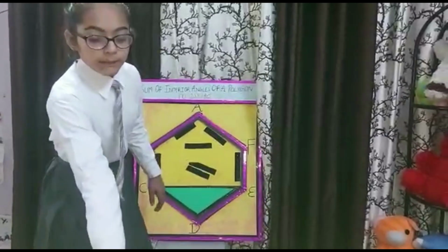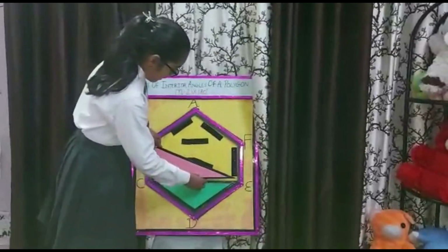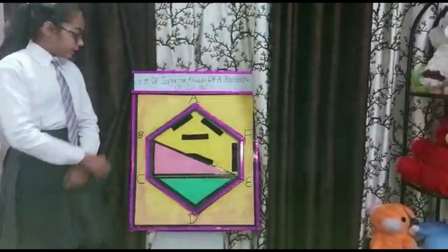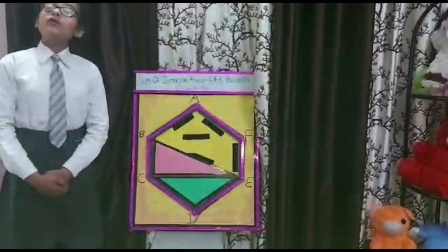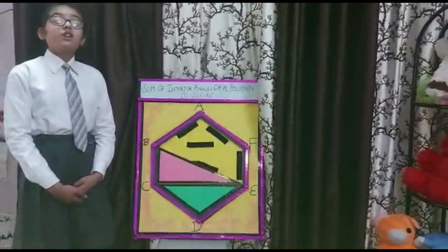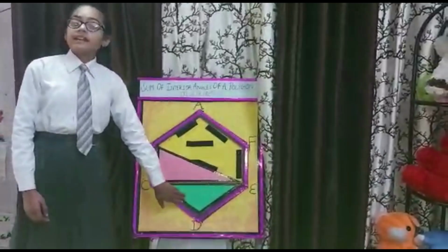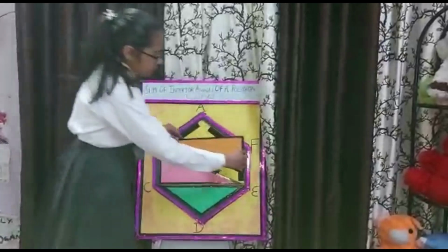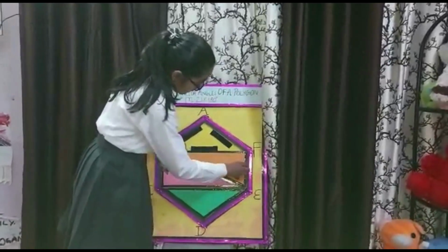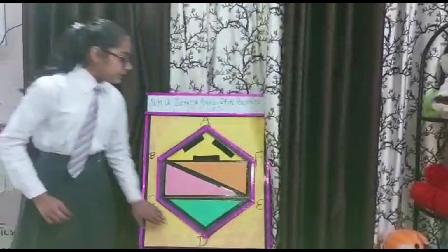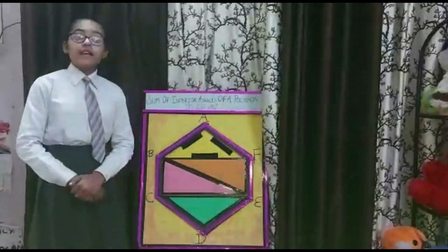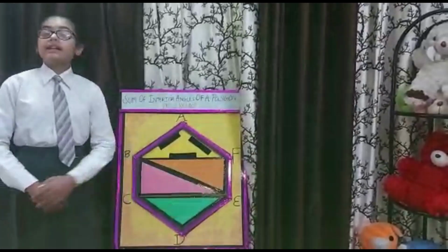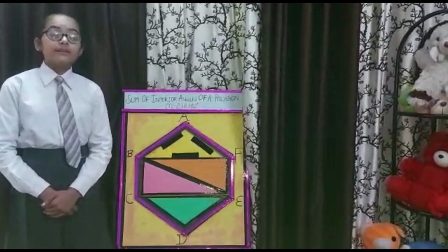So now I'll make a quadrilateral. A quadrilateral B, C, D and E has four sides. Sum of interior angles of a quadrilateral is 2 into 180 degree, which is equal to 360 degree. Now I will make a pentagon. A pentagon B, C, D, E and F has 5 sides. Sum of interior angles of a pentagon is 3 into 180 degree, which is equal to 540 degree.